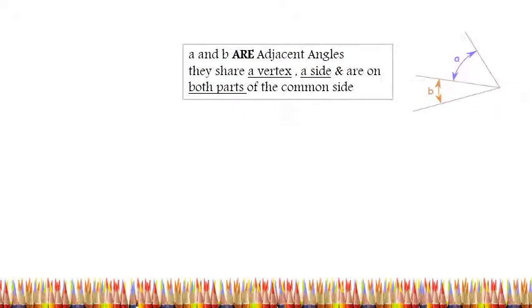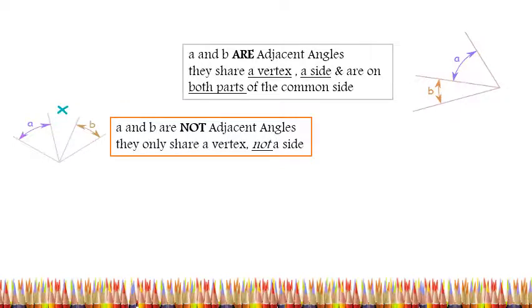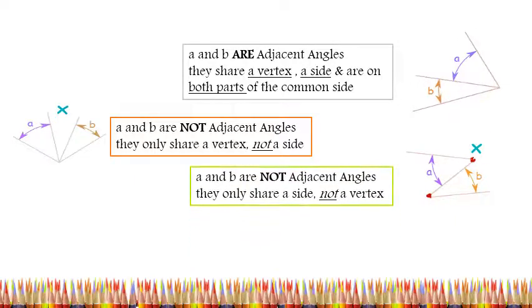What about these, A and B? They are adjacent because they have a common vertex, a common side, and they are situated on both sides of the common side. As we said, in this case there's no common side, so they are not adjacent. Here, look, this is the vertex of angle A and this is the vertex of angle B. They don't have the same vertex, so they are not adjacent.